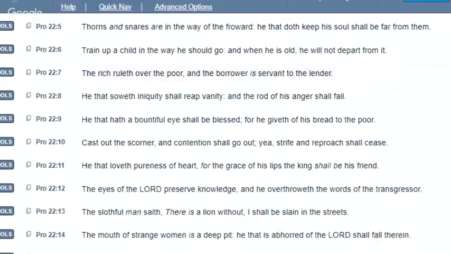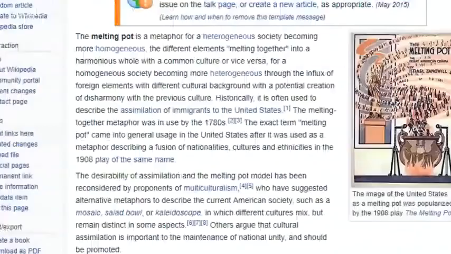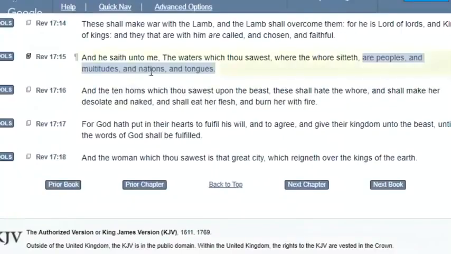All right. So going back to the melting pot thing. That's the congregation of the north. So these waters on which the whore sits, this is another clue that this whore is America. And he saith unto me, "The waters which thou sawest, where the whore sitteth, are peoples and multitudes and nations and tongues."